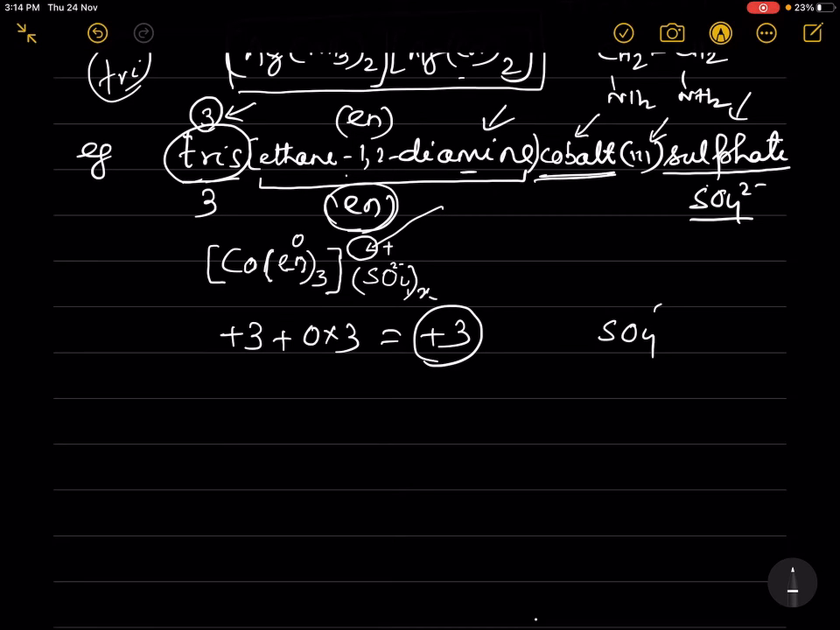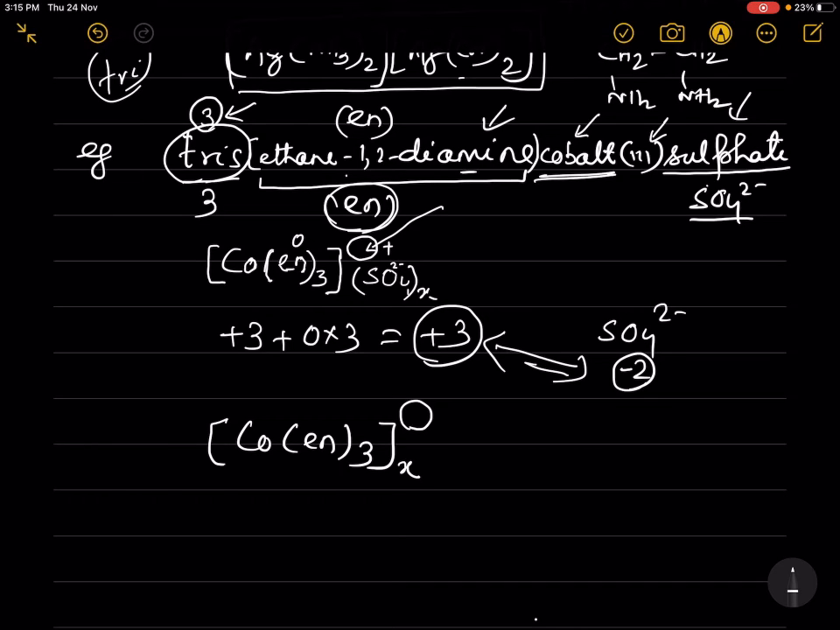minus 2. But here plus 3 is not balanced by minus 2. So to balance this, we have to find the balance.